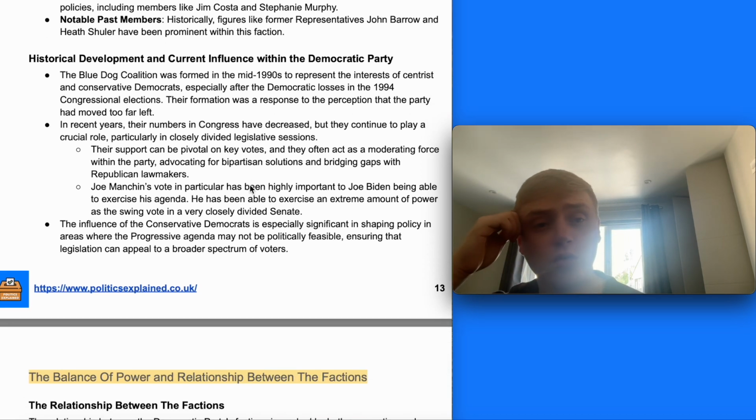In terms of historical development and current influence within the Democratic Party, the Blue Dog Coalition was formed in the mid-1990s to represent the interests of centrist and conservative Democrats, especially after the Democrat losses in the 1994 congressional elections. This was a response to the perception the party had moved too far to the left to be elected.